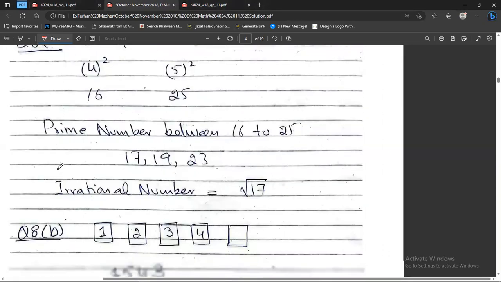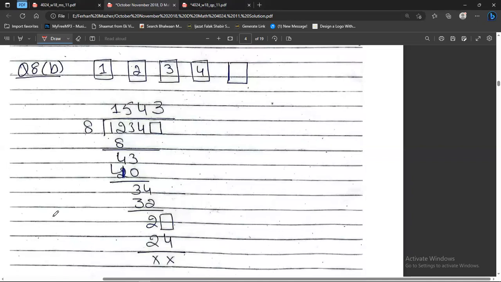Okay, so my method is very simple. You see, I don't know the last number. I don't know what is here. So I will divide this number with 8. 8 ones are 8, so you have 4. Then 3 comes here. 8 fives are 40, so 3 is here. Then 4 comes here. 34, so 8 fours are 32. Now you have 2, and then this number comes.